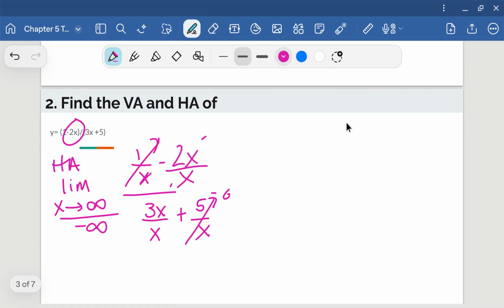So if you divide by x, the x's cancel. So this one trends towards 0. Now this cancels as well, and you're going to be left with -2 in the numerator and 3 in the denominator. So that means that you'll have a horizontal asymptote when y equals -2 over 3.